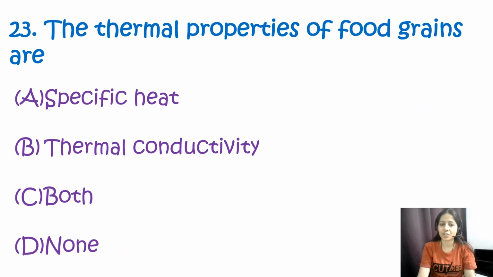Question number 23. The thermal properties of food grains are, options are specific heat, thermal conductivity, both or none. The thermal properties of food grains include both, that is specific heat as well as thermal conductivity. Now what is specific heat? Specific heat refers to the amount of heat required to raise the temperature of a unit mass of a substance by 1 degree Celsius. That means it is an important property for understanding how the food grain responds to the change in temperature during cooking or processing time.